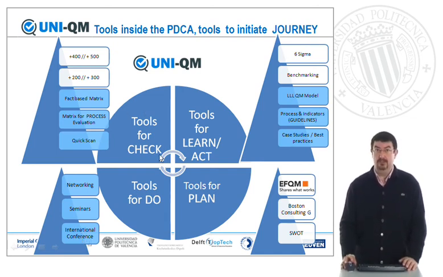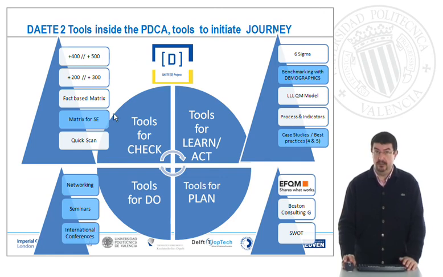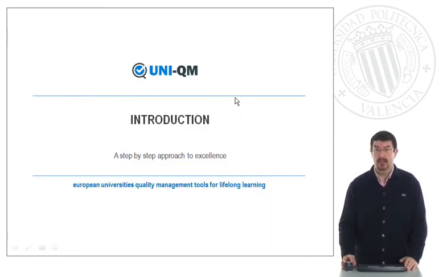The 6 tools will be developed and explained more in detail in the next slides, but we have the broader project, the DAETE 2. The DAETE 2 is based on the matrix for self-assessment, fundamentally. That is a tool for checking, and we'll have also networking, seminars, and an international conference for doing. Of course, we will introduce for benchmarking not only case studies, but also best practices among the partners of the consortium. Till here the introduction. Thank you very much for your attention.